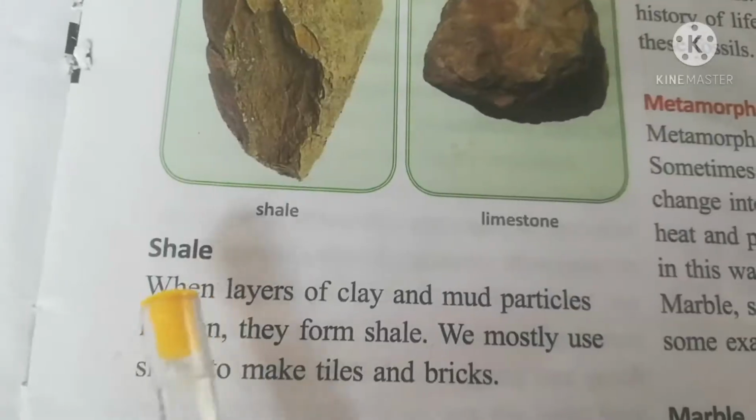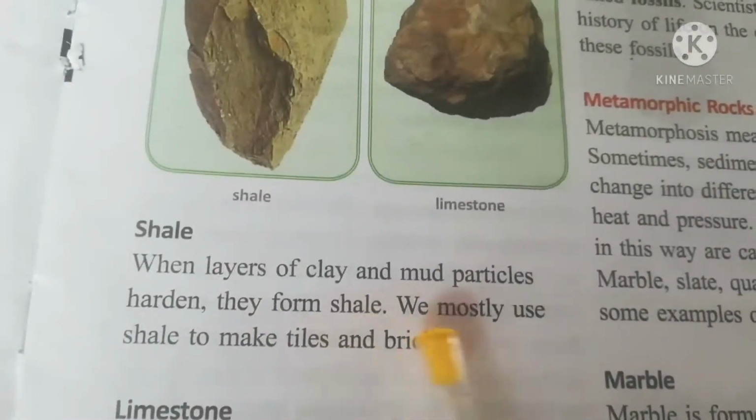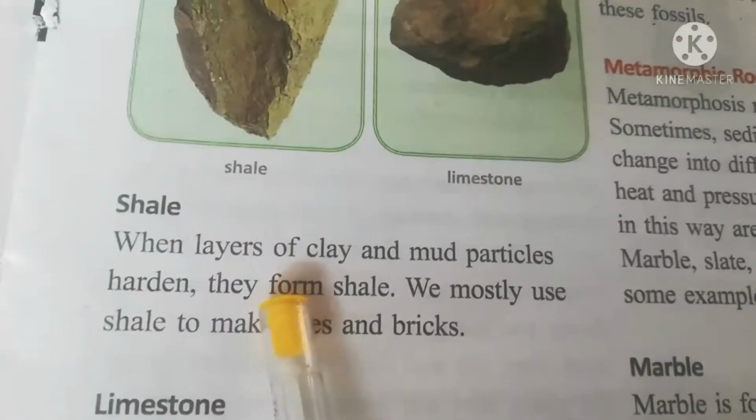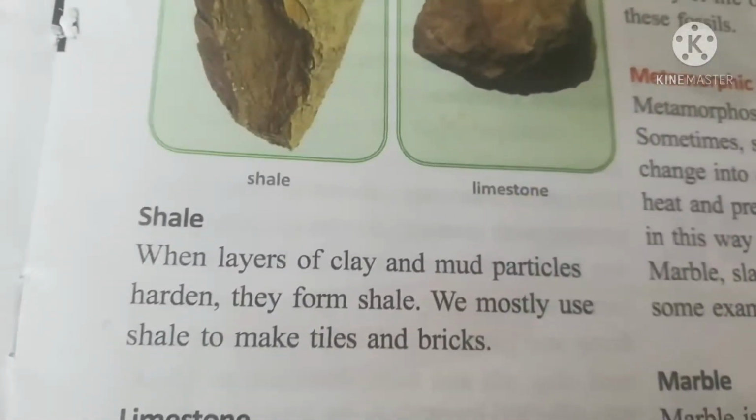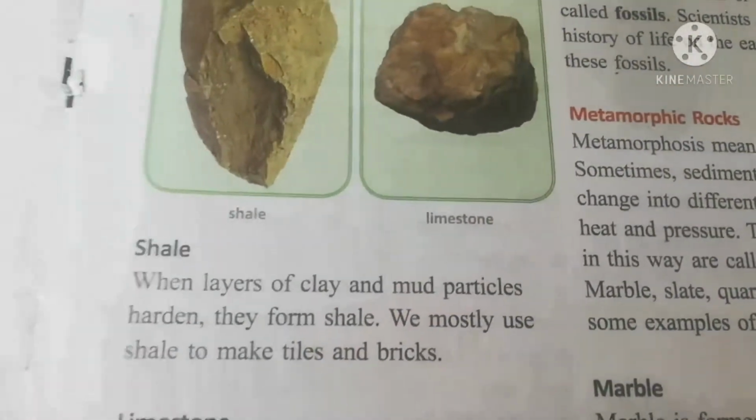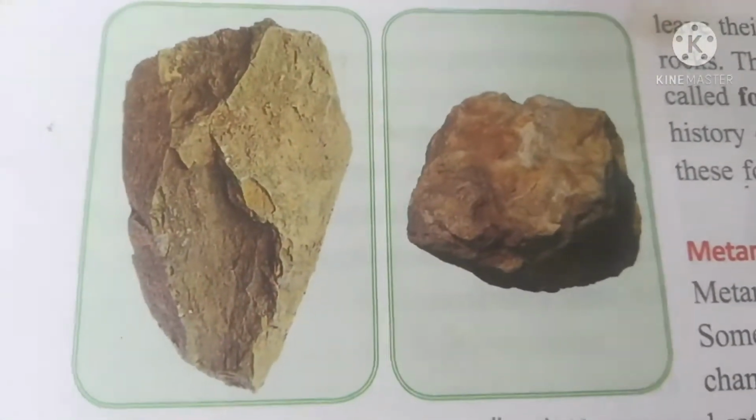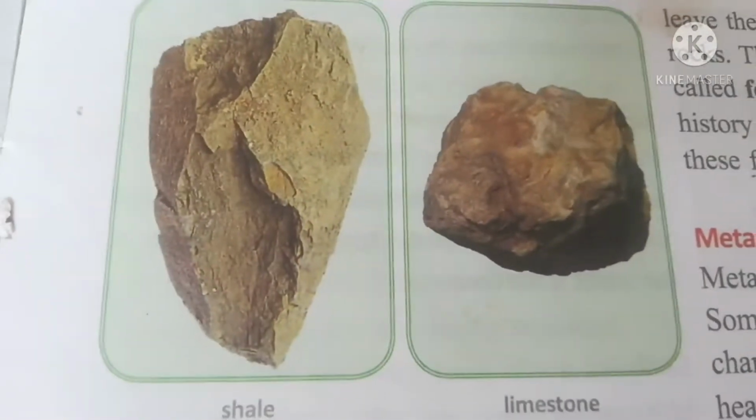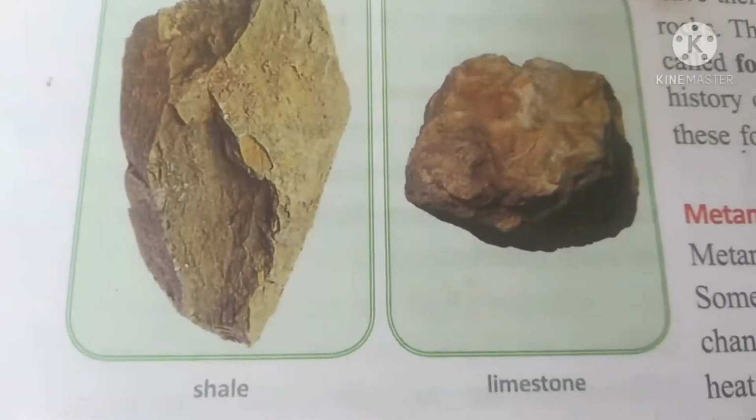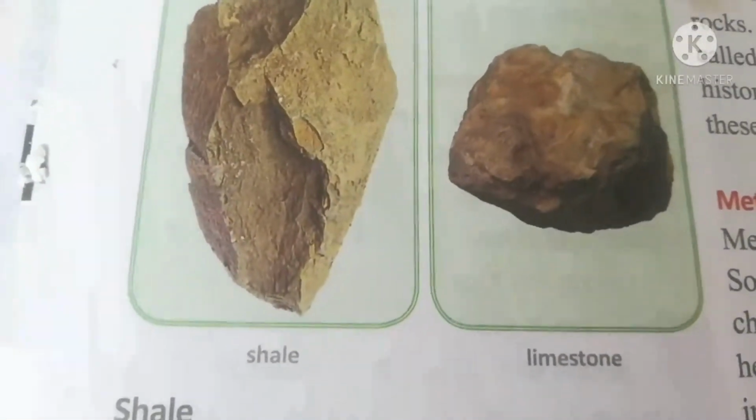Okay. Next, see shale. When layers of clay and mud particles harden, they form shale. We mostly use shale to make tiles and bricks. So students, shale is formed when the mud particles harden. Here you can see the shale in this picture. We use this shale to make tiles and also bricks.